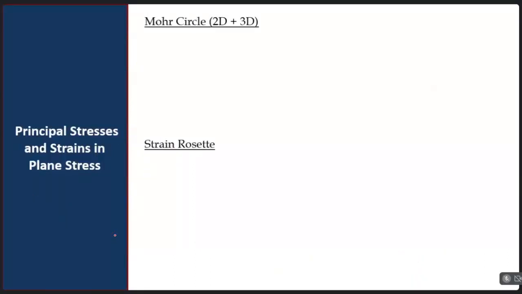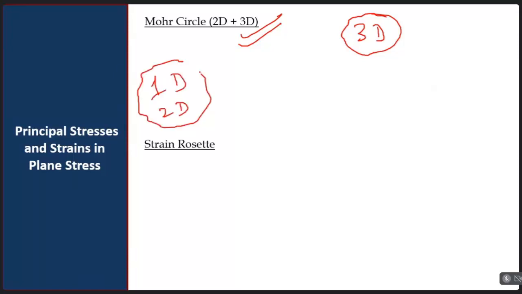Okay. So now Mohr circle for 2D plus 3D. Already told you that 3D is not so important, but just get a little bit of idea about 3D. But 1D and 2D should be discussed in very depth, because there have been so many questions in the history of the GATE examination in the last 32 years.